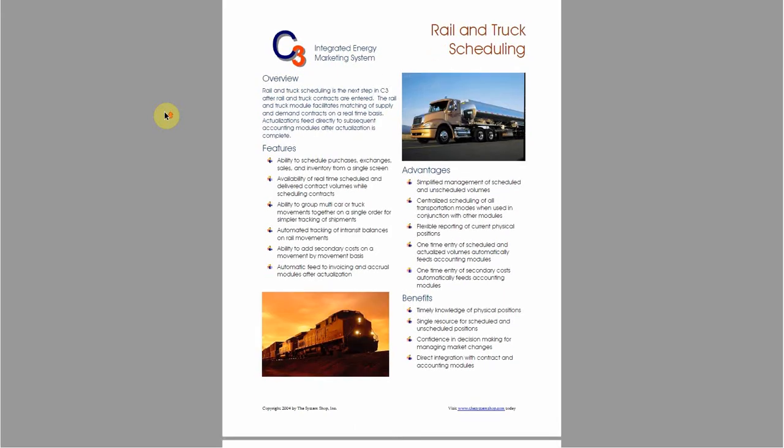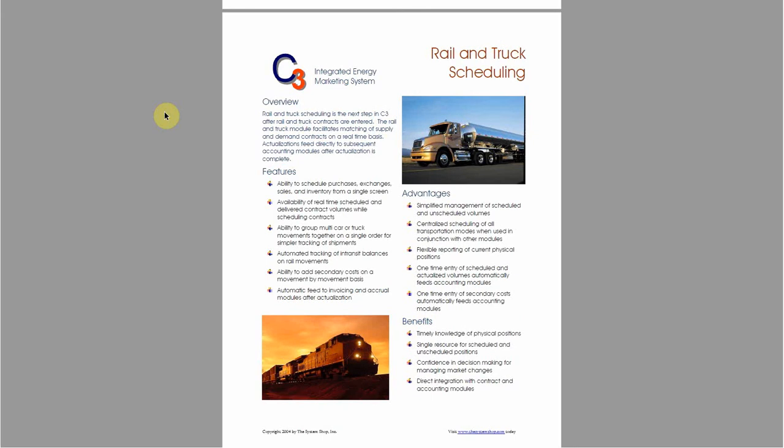Rail and truck scheduling would again allow you to do purchases, exchanges, and sales and inventory from a single screen. You could have a rail and truck order that would have 1 rail car. It may have 80 rail cars. It could have 1 truck. It could have 35 trucks. You could schedule all of your movements to a particular customer, for example, throughout the month on 1 single order, and then track those as they went through.